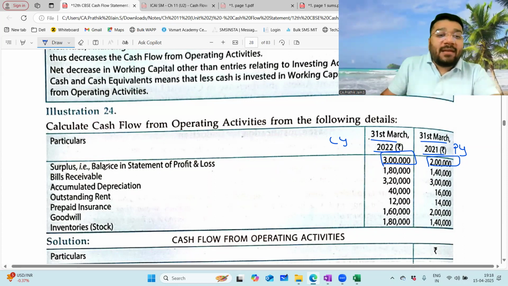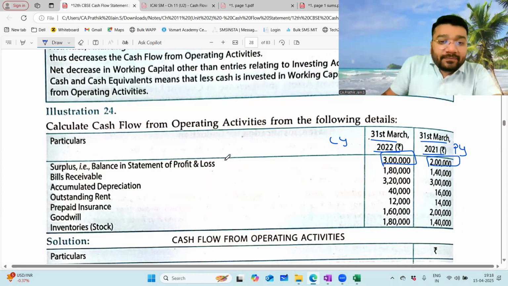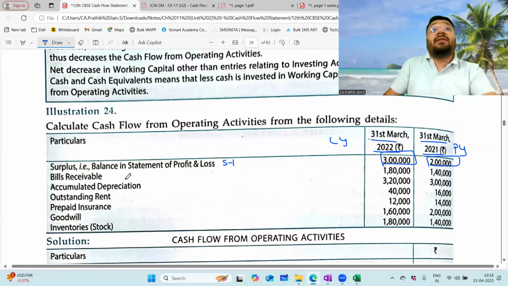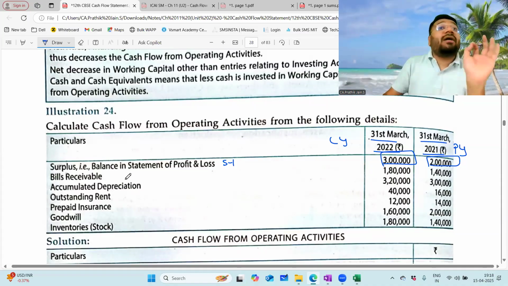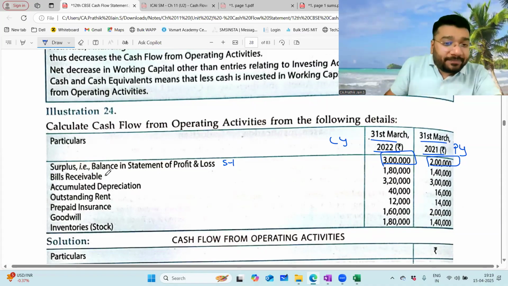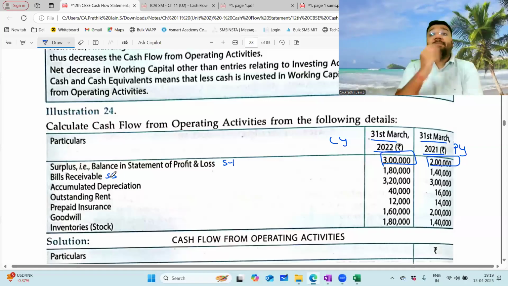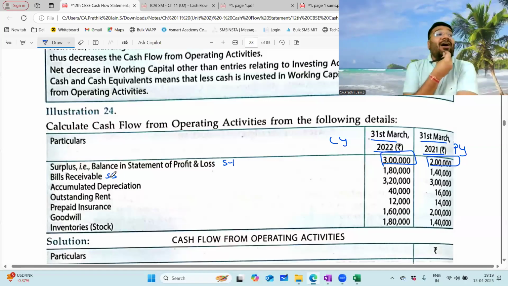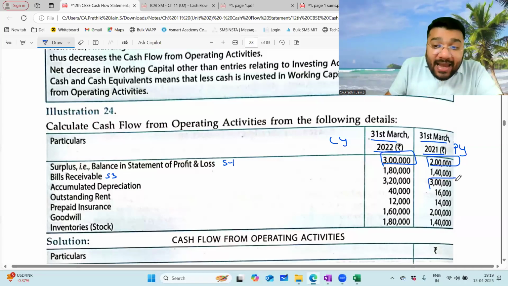Wonderful. So please tell me, surplus will go to which segment? Segment 1. Wonderful. Bills receivable. Current asset it is. All the current asset and current liability in segment 3. Accumulated depreciation. 3 lakh rupees was the depreciation.